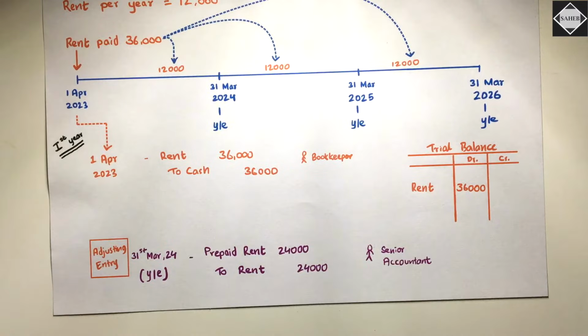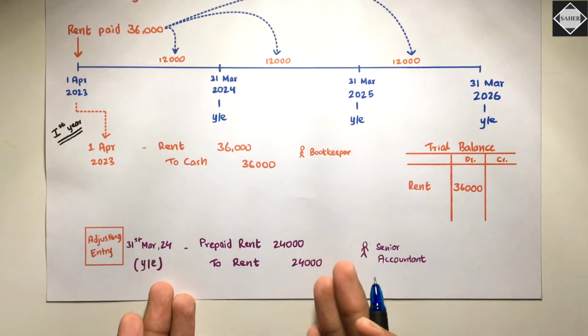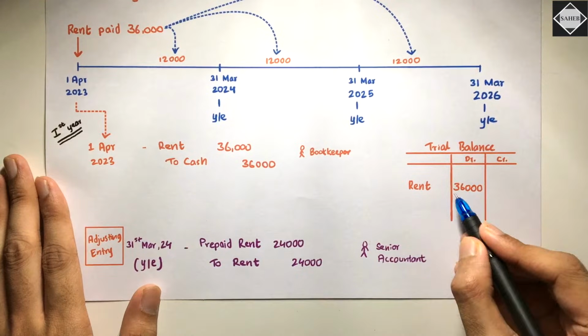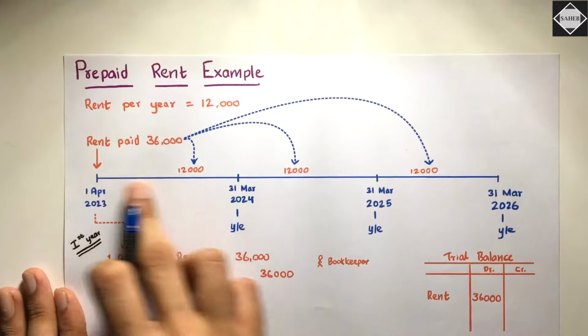Is that clear? So here we are talking about rent, so prepaid rent to rent. Now we have to understand the logic. What is happening in this entry? Logic is really simple. See here, out of this 36,000, only 12,000 relates to the current year.